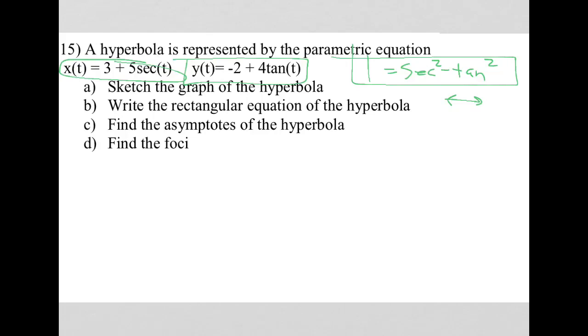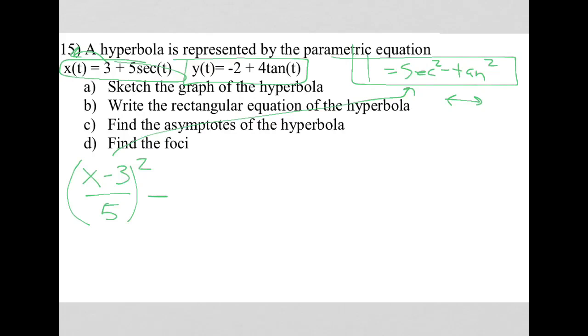So if I have 3 plus 5 secant t, I need to subtract 3 from both sides. And then what do I have? Well, then I'd be left, I've moved that 3 over. Then I'm left with a 5 secant t, so I need to divide everything by 5. So then that would give me secant of t, but I don't want secant of t, I want secant squared. So I square that, and then I could plop that right into that spot. And then we need to subtract the y stuff.